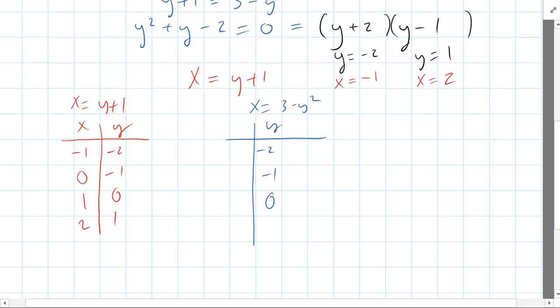Hang on, sorry, a little messy. I know the negative 2 gives me a negative 1. These match. Notice those points of intersection match. They should. Plug in the 1 down here, I get a 2. That matches. That's good. Now plug in negative 1. Negative 1 squared is 1. 3 minus 1 is 2. Plug in 0, I get 3. Can we graph these points? Yeah, and we get our curves.